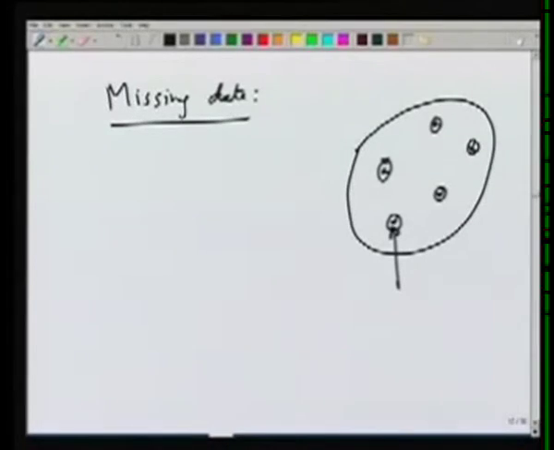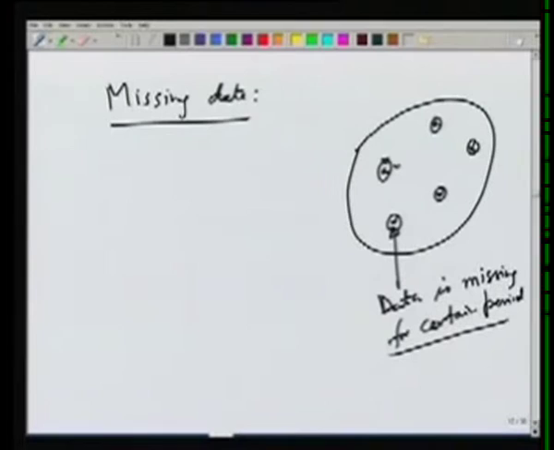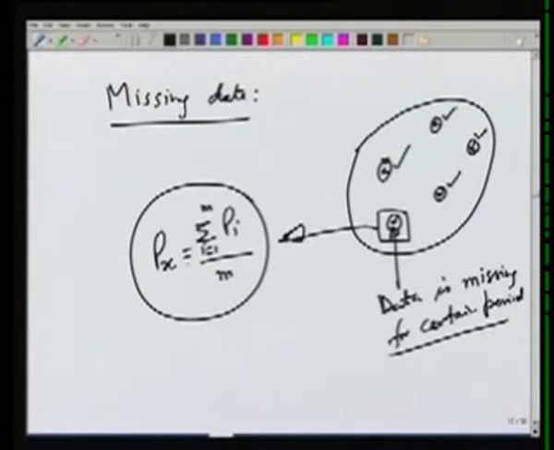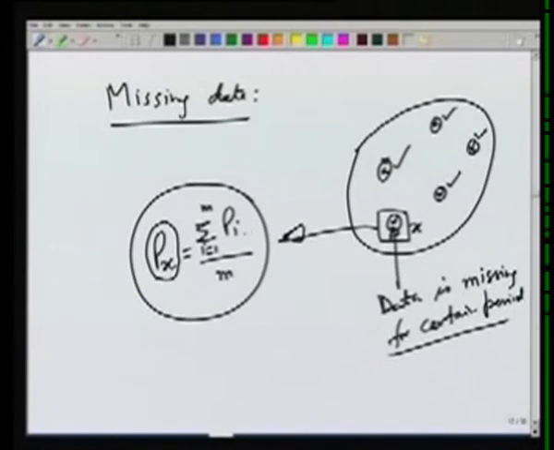Suppose this is the station at which data is missing for a certain period. But for the same period, data is available at all these other stations. Then the equation which we can use to estimate the missing data here is Px equals the summation of Pi, going from 1 to m, over m. This tells us that this is the station x at which the data is missing. So the precipitation at x can be taken as the mean of the precipitation at all the surrounding or nearby gauges.